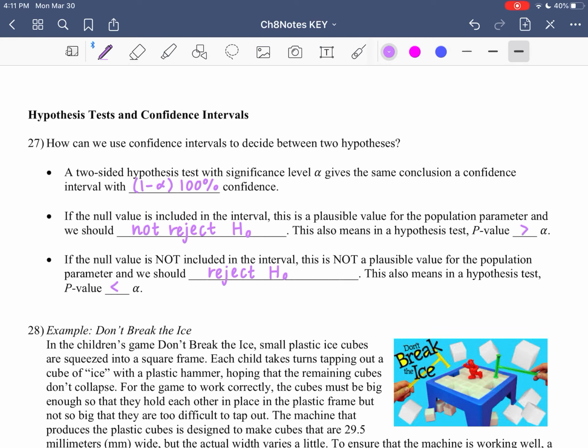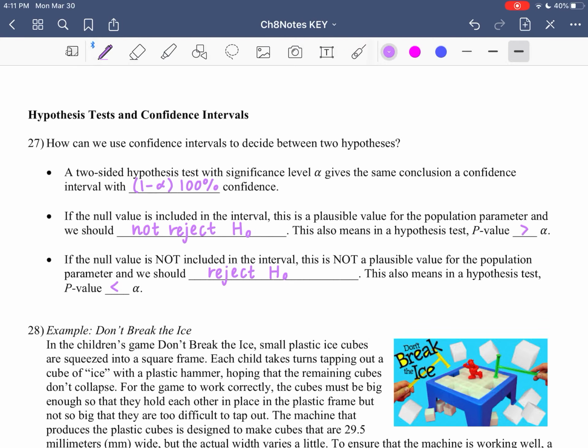A couple of important things we want to think about when we're comparing a hypothesis test and a confidence interval. If we want to directly compare the results of a hypothesis test to a confidence interval, we want to make sure that our confidence interval and our hypothesis test have certain corresponding specifications. That's what this first bullet is talking about. We can only compare the results of a two-sided hypothesis test with a significance level of alpha to the results of a confidence interval with a particular confidence level.